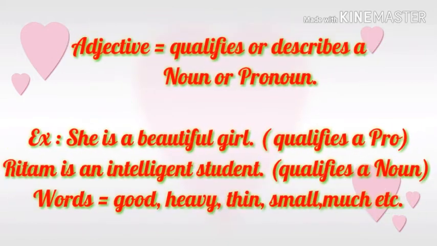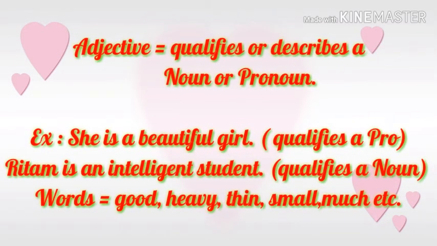Now the third part of speech is known as adjective. An adjective is what? It describes or qualifies a noun or a pronoun. For example, she is a beautiful girl. Here, the word beautiful is an adjective as it qualifies the pronoun she.